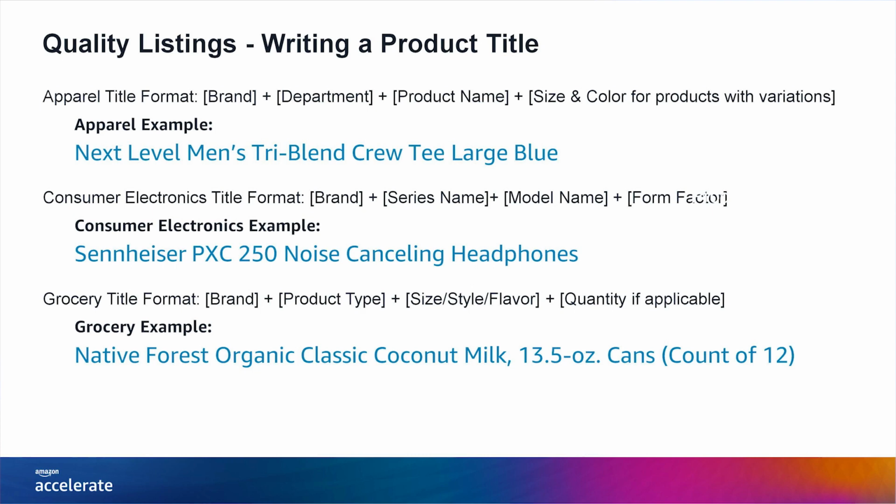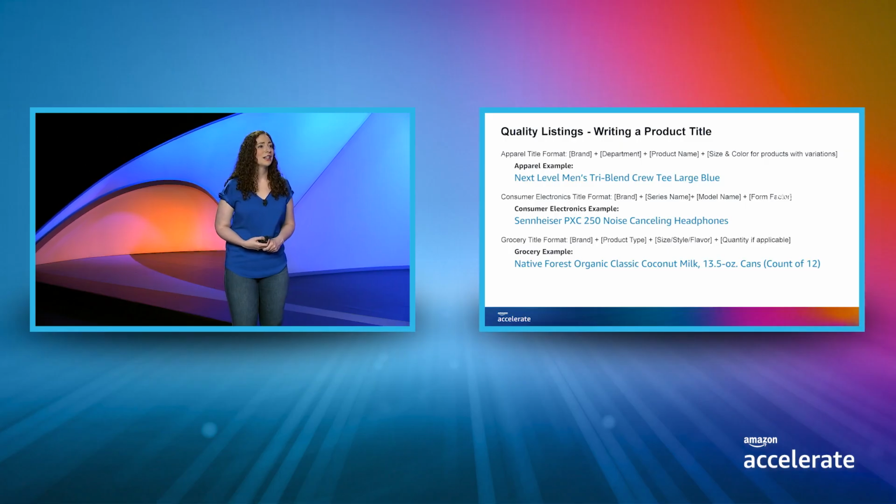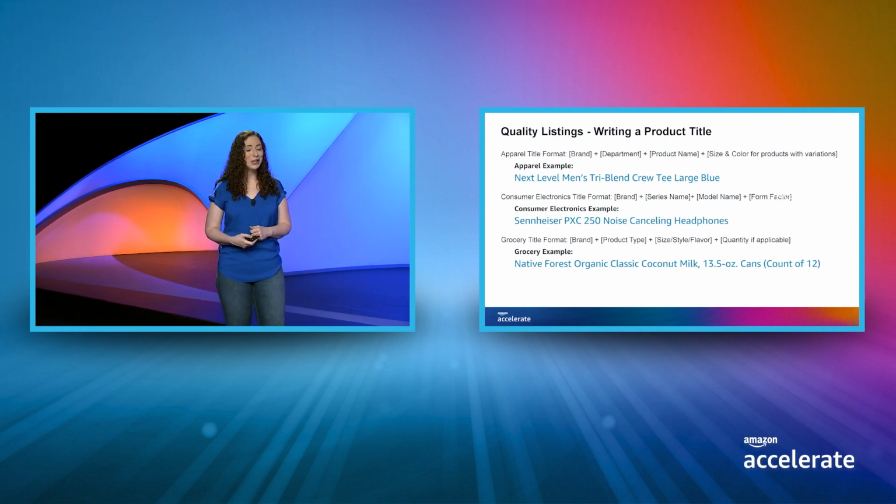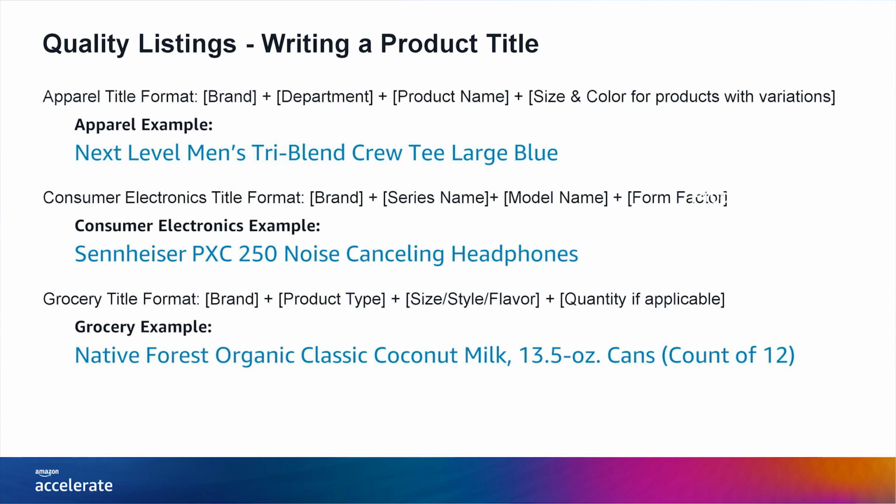For clothing or apparel, first list the brand, department, product, then size and color. For example, Next Level, Men's, Tri-Blend, Crew, T, Large, Blue. For electronics, list the brand, series and model, and then form factor or variation. For example, Sennheiser PXC250 noise-canceling headphones. For grocery items, list the brand, product type, size, style, and flavor, then quantity if appropriate. So here you would list Native Forest Organic Classic Coconut Milk, 13.5 ounce can, count of 12. In this familiar format, customers know exactly what they're getting.